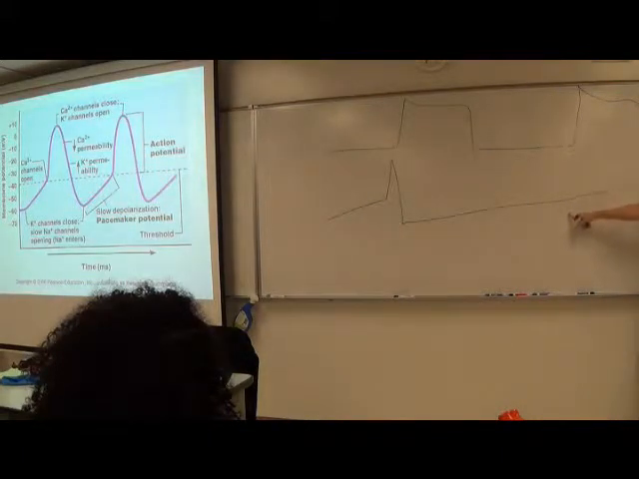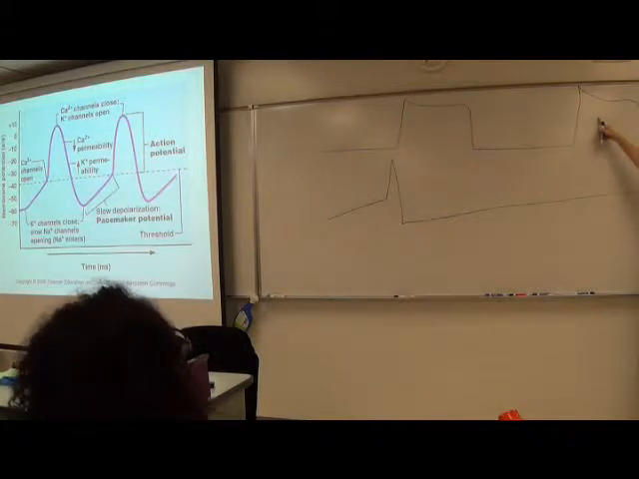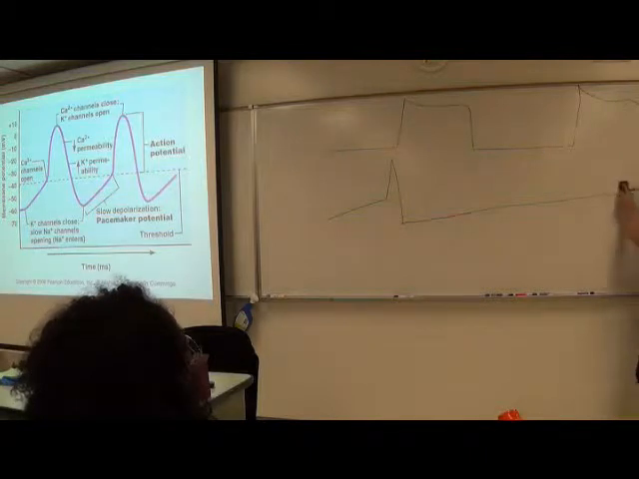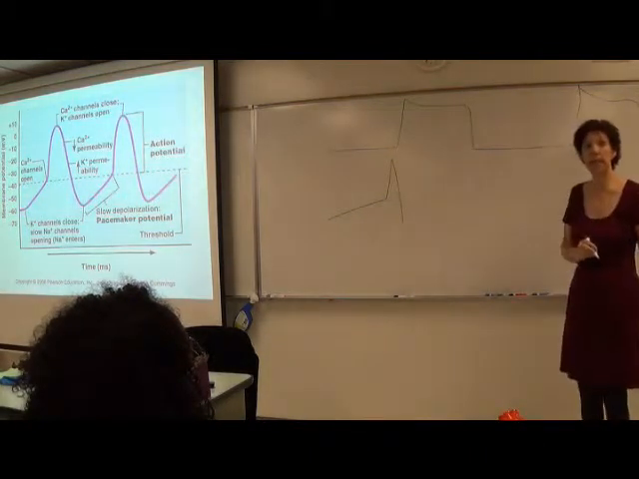It's going to take a lot longer to reach threshold. Hence, I have fewer action potentials in the autorhythmic cells per minute. Hence, I have fewer action potentials in my contractile cells. Now, sympathetic nervous system is increasing heart rate to 120 beats per minute.